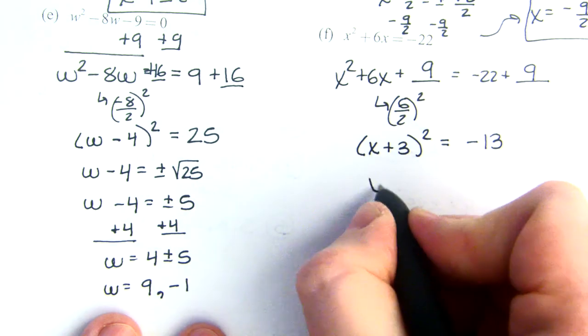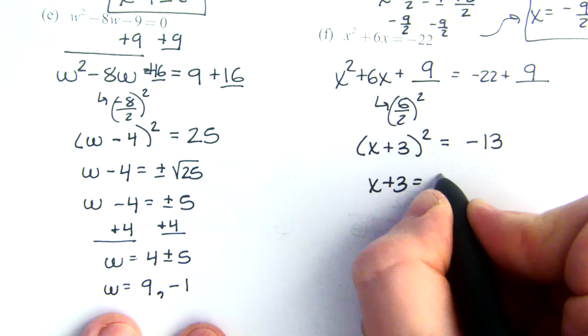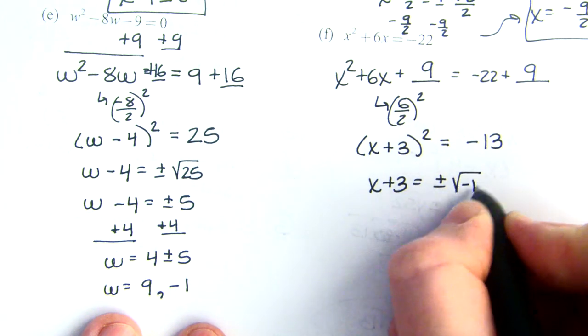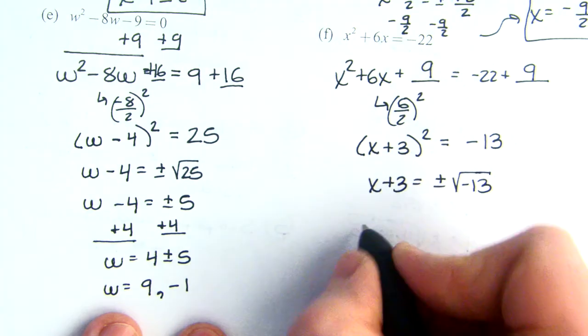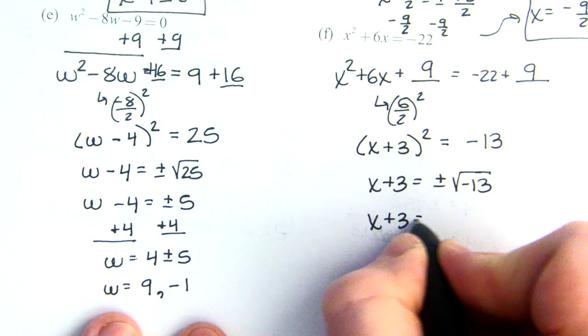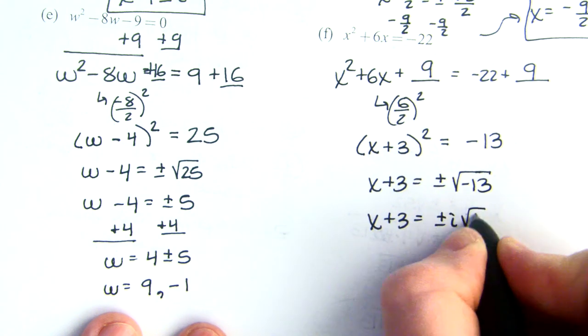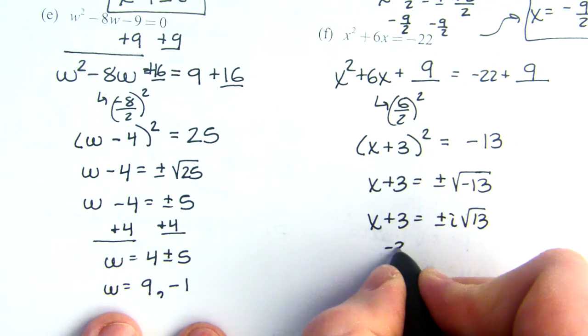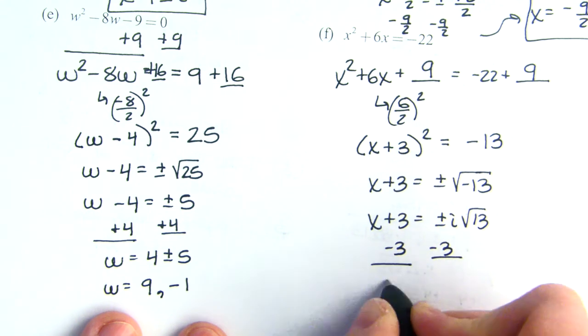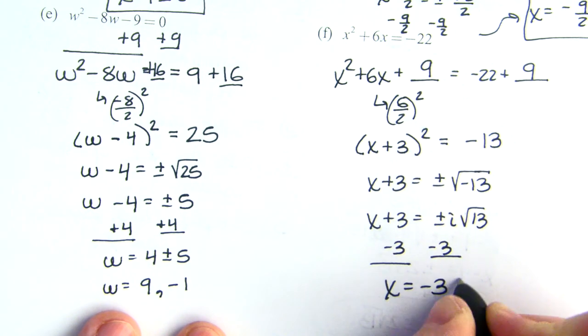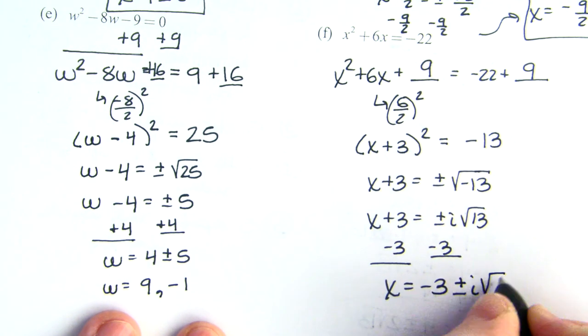Going to get rid of the square with a plus or minus square root. X plus 3 equals plus or minus the square root of negative 13. X plus 3 equals plus or minus i root 13. Minus 3, minus 3. Your answer is x equals negative 3 plus or minus i root 13.